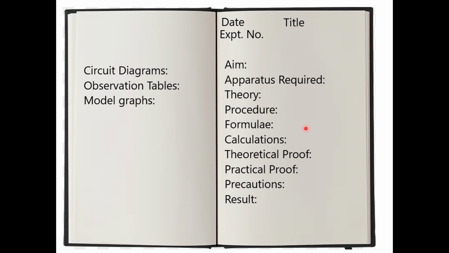You can see that on the right side page, you must write the title, date and experiment number. On all the right side pages, and only on the right side pages, you must write aim, apparatus required, theory, procedure, formulae, calculations, theoretical proof, practical proof, precautions and result. This sequence must be followed to write the observation. And only on the left side pages in your observation, you must draw the circuit diagram, observation tables and model graphs.